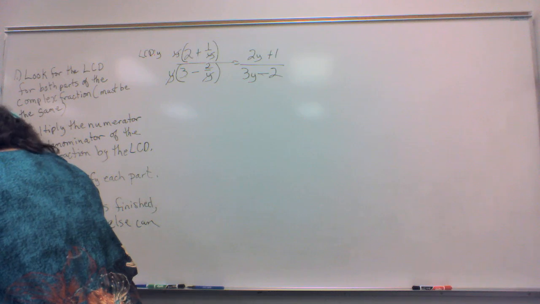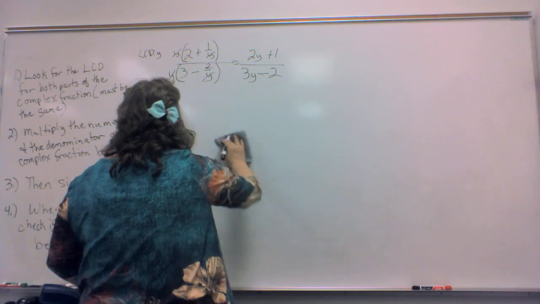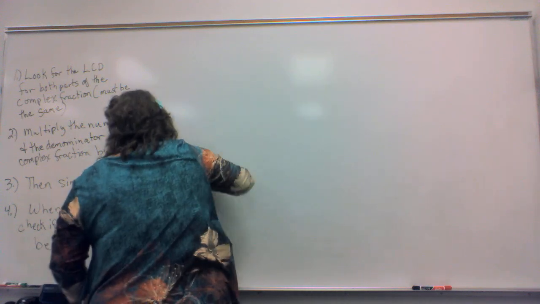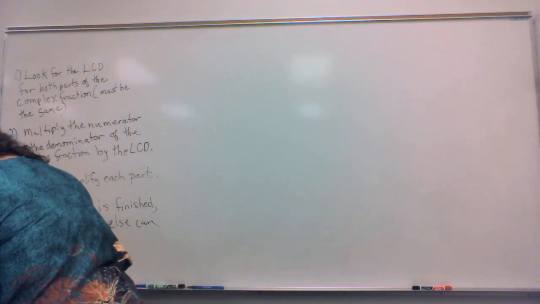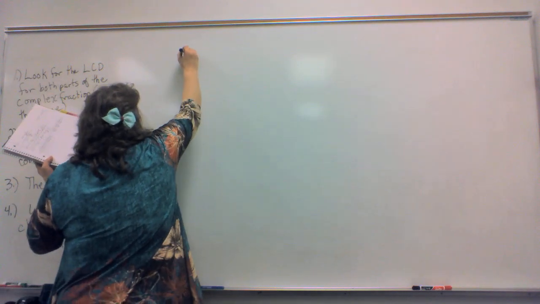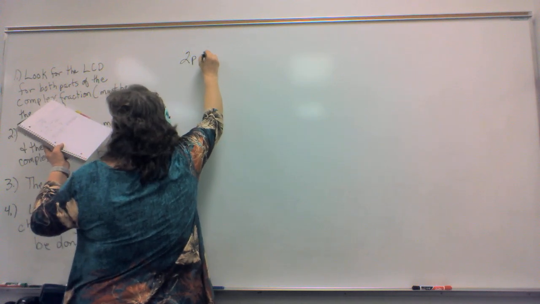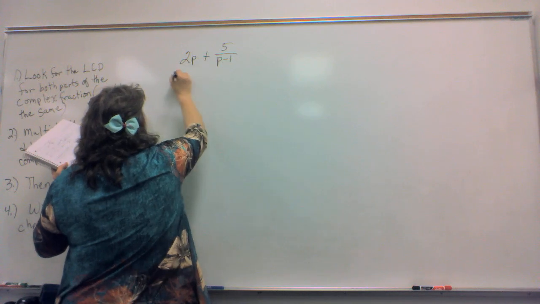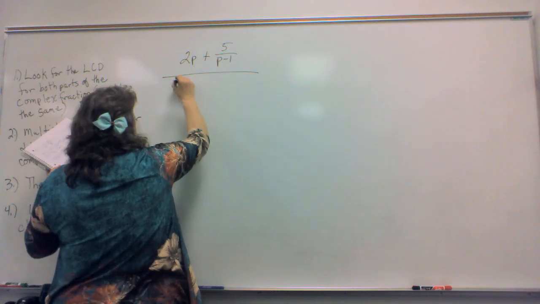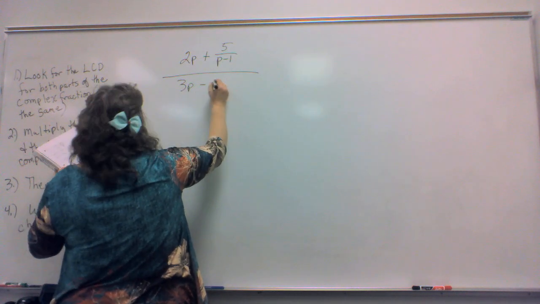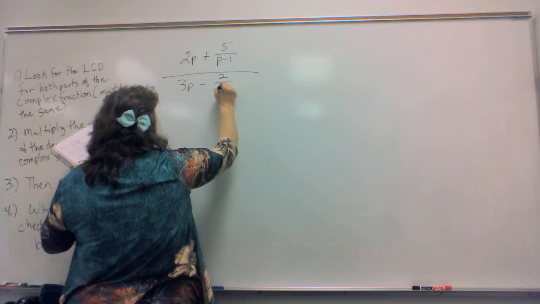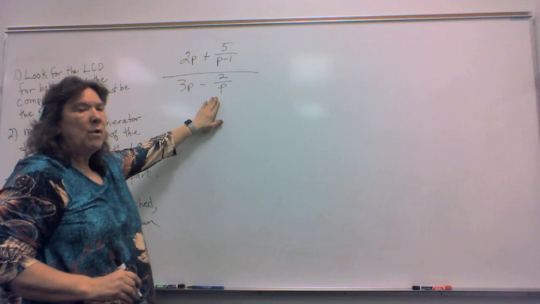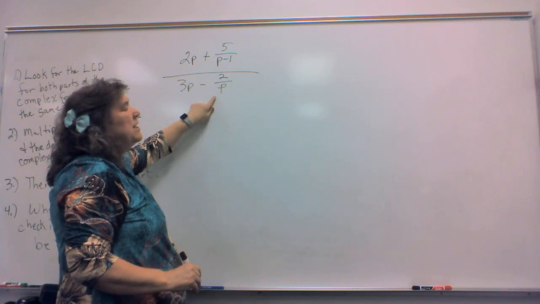Let's look at another one that is more complex, again using this same system that we just did. 2p plus 5 over p minus 1, all of that over 3p minus 2 over p. As you see, this one is quite a bit more complex. Why? Because I have different denominators.